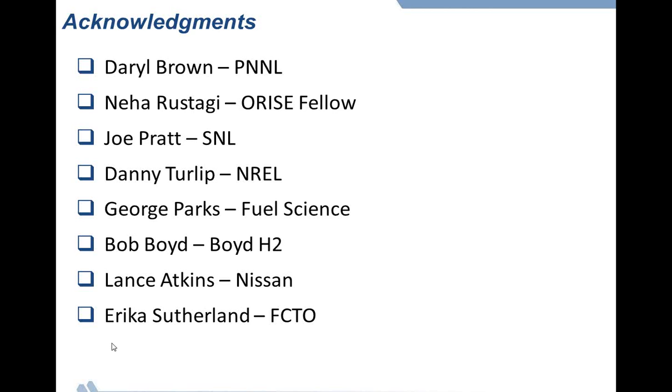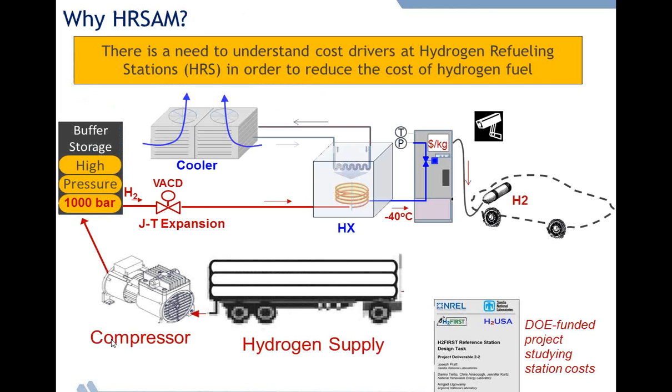So with that, I go to the next slide, please. The objective of this tool is to understand the major cost drivers at hydrogen refueling stations. And the goal here is to lower the contribution of hydrogen refueling stations to the dispense cost of hydrogen to customers. And in doing so, it would promote the adoption of hydrogen fuel cell vehicles.